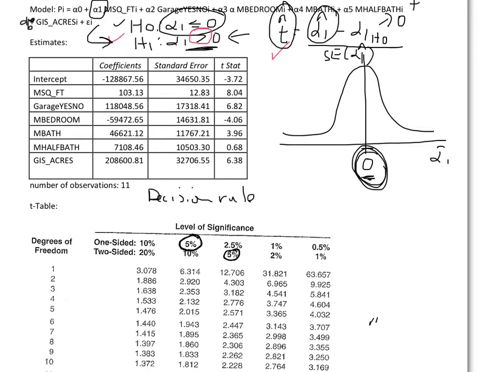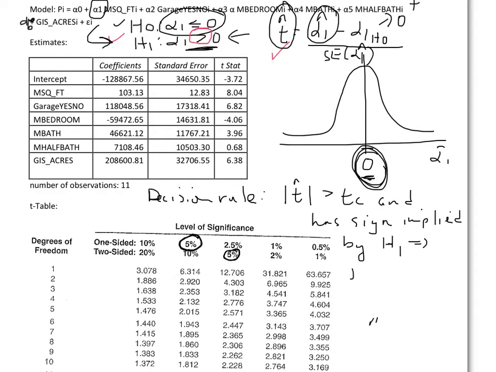Okay, and again, a decision rule is just a rule that will tell us when we're going to reject the null and when we're not. So our decision rule for a one-tailed test is: if the absolute value of t hat is greater than some critical value and has the sign implied by the alternative hypothesis, we're going to reject the null. That is our decision rule, okay?